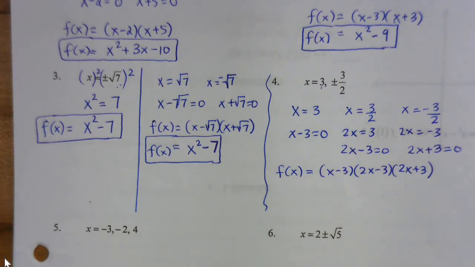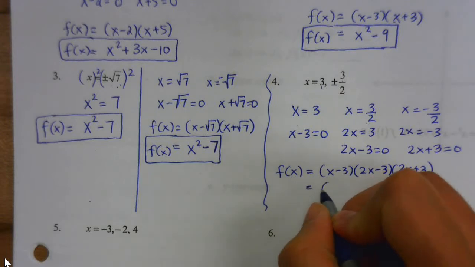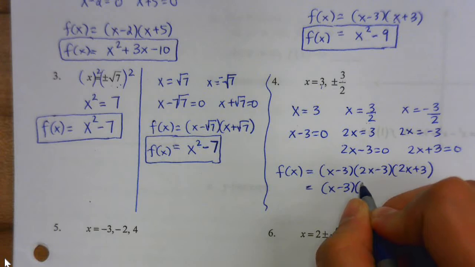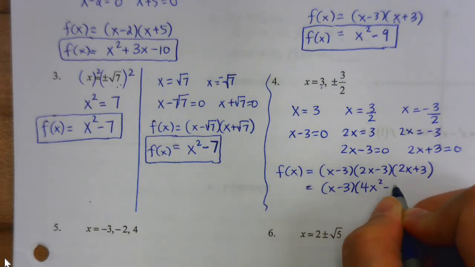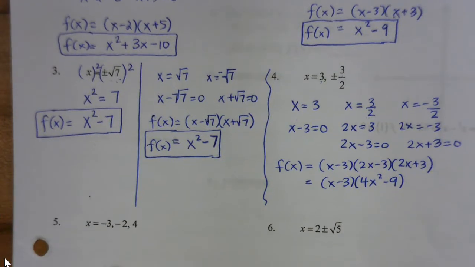When I go to multiply this out, I'm going to multiply it in ways that benefit me. When I'm looking at these back two, those are a difference of squares again. So I'm going to multiply them first. I'm going to have x minus 3, and then when I multiply these difference of squares, I get 4x squared minus 9. Okay, take a minute to double check that for yourself.